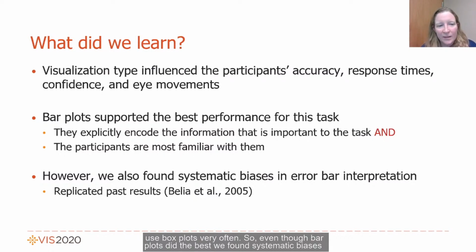So even though bar plots did the best, we found systematic biases in interpretation of the error bars, consistent with prior results, where people tend to be overly conservative with confidence intervals and overly lenient with standard error bars.